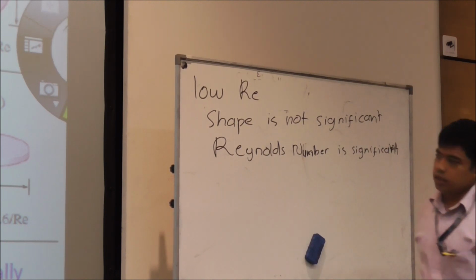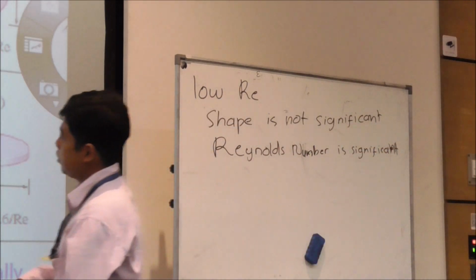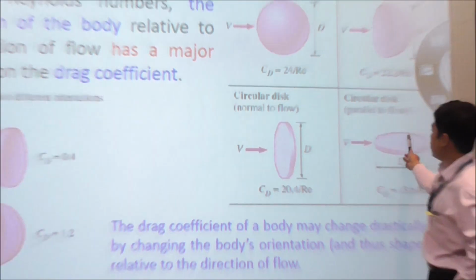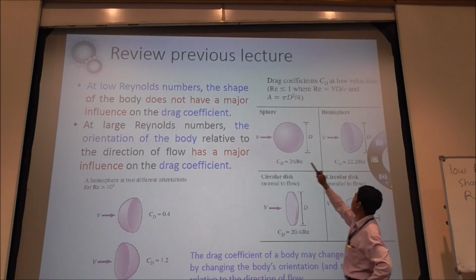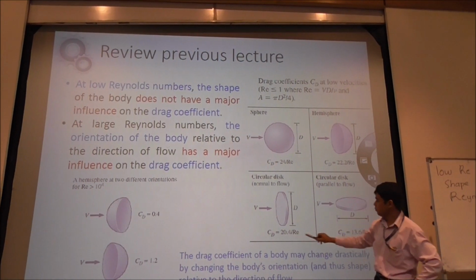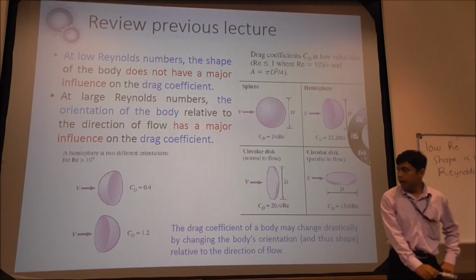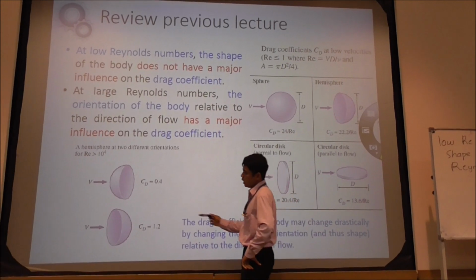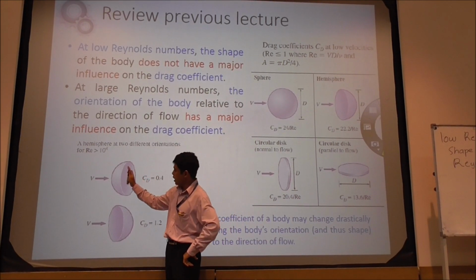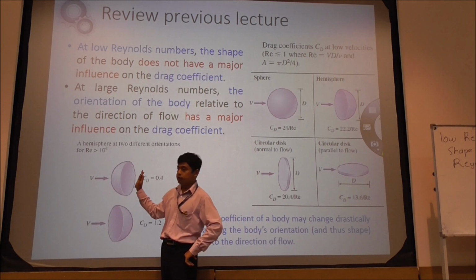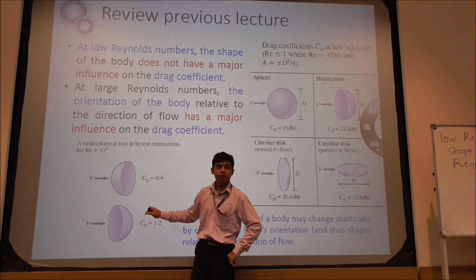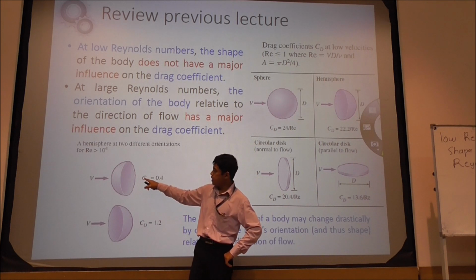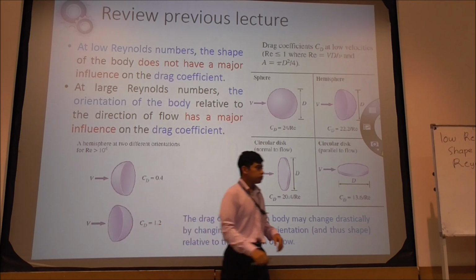Okay, so as shown in here, when you have a creeping flow or low Reynolds number, it doesn't matter what the orientation is, CD is a function of Reynolds number. This one is 24, this one 22.2, this one 20.4, and this one 13.6. But when the Reynolds number is increasing and you change the shape, let's say the hemisphere, and you put it forward and backward, it will give you a totally different CD. This one has a one third lower CD compared to this one, right?